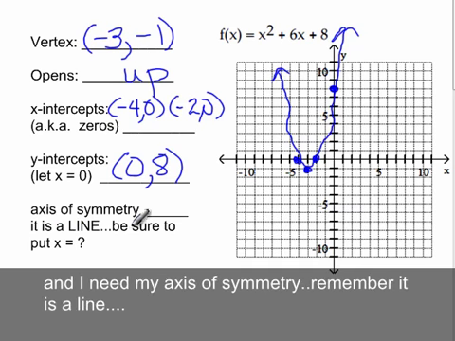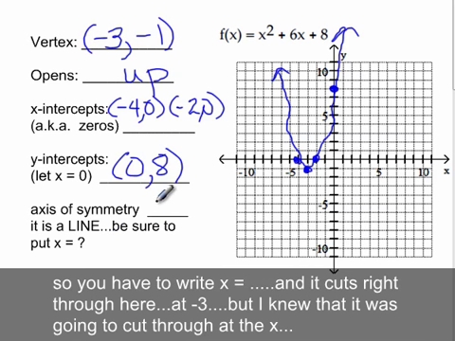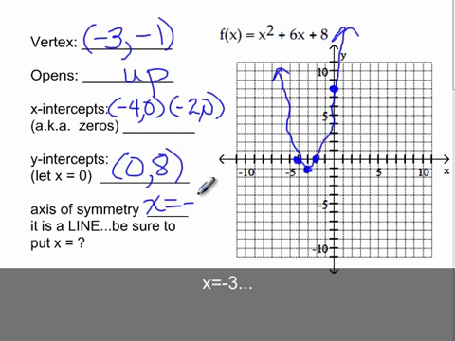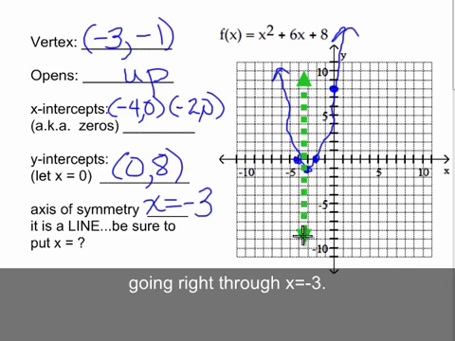And I need my axis of symmetry. Remember, it is a line. So you have to write x is equal to, and it cuts right through here at -3. But I knew it was going to cut through at the x. x is equal to -3. So this is a line going right through x is equal to -3.